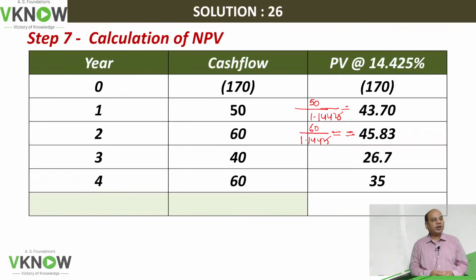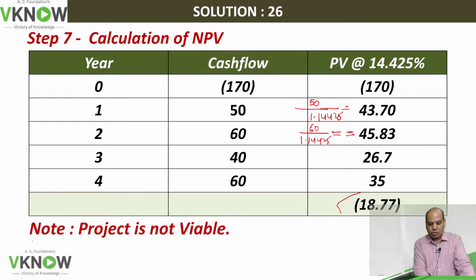Can you please try and give me the answer of the last column total? Anybody please reply NPV. I'll wait for you. All of you must reply NPV. NPV is equal to 18.77. 18.77 is right. Negative. Very good answer. You got it right.